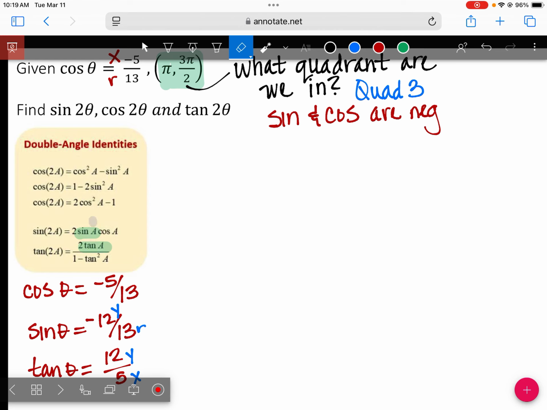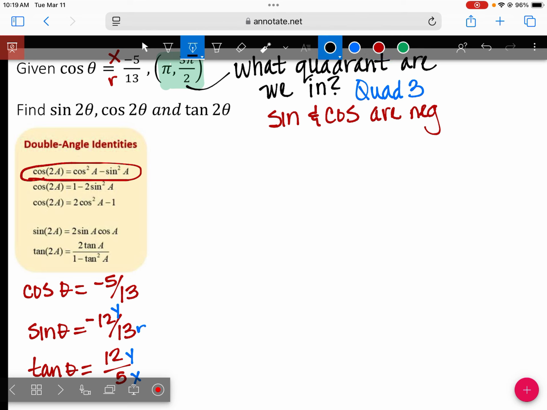So we have 3 choices in order to find our cosine double angle. Because we know sine and cosine, we can use the first one, the second one, or the third one. And they're all the same. You get the same answer regardless of which one we choose. So to be different, because I haven't used it yet, I'm going to use this one for my cosine double angle.